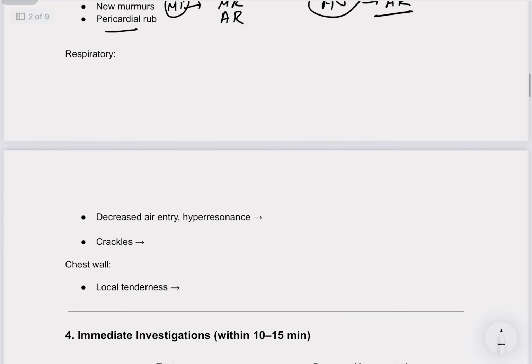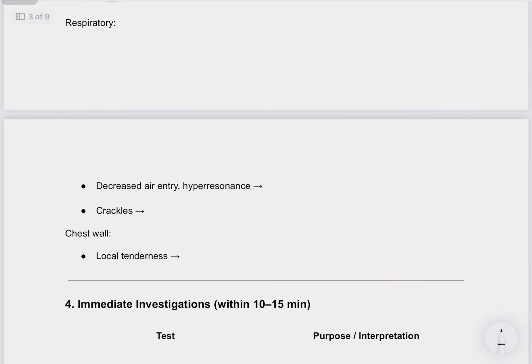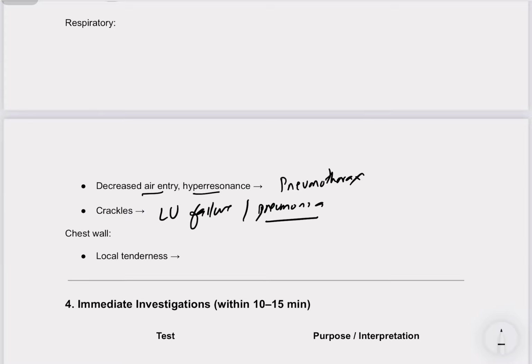In respiratory system analysis, if there is decreased air entry, hyperresonance, then it can be due to pneumothorax. If there are crackles, it can be due to left ventricular failure or pneumonia. After that, we can look at the chest wall. If there is local tenderness, that can be due to musculoskeletal cause or costochondritis.